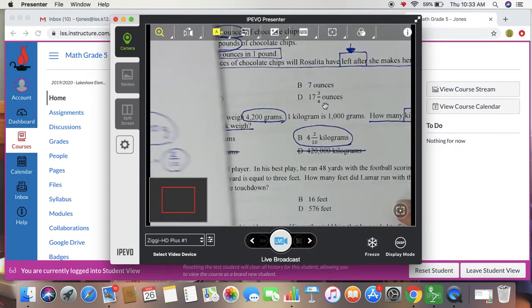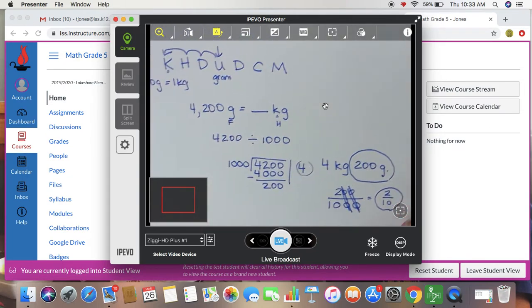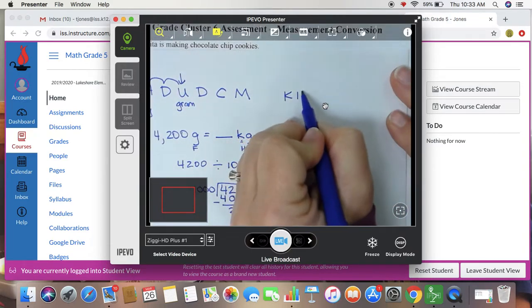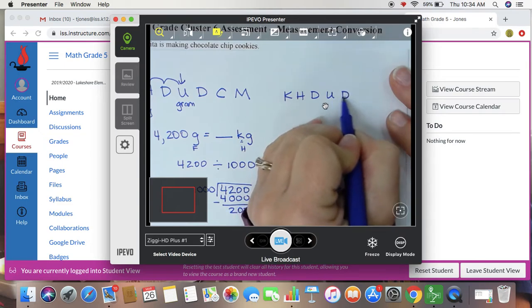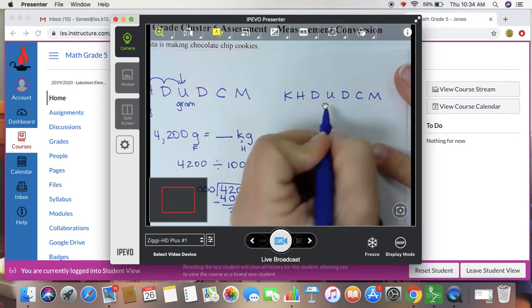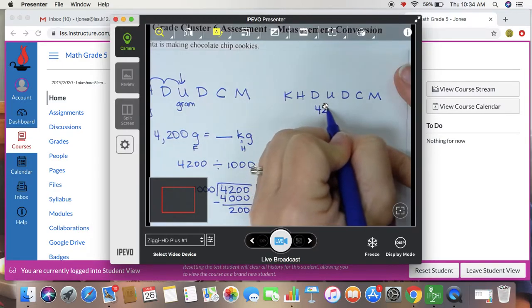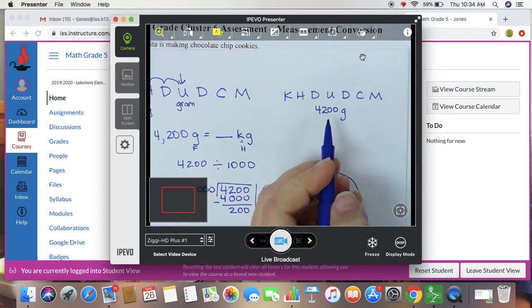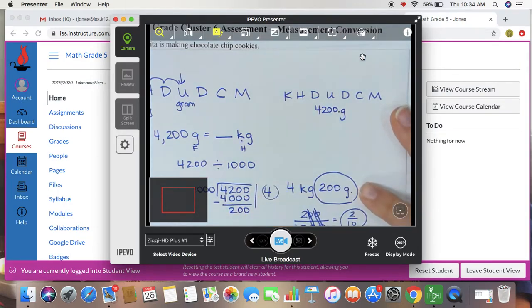Okay, I'm going to show you another trick that you can do, and you don't have to do it this way, but it's a way that works. So let me put King Henry again. King Henry doesn't usually drink chocolate milk. Here's our units. We have 4,200 grams. Where's the decimal in 4,200? It's right at the end, right there.